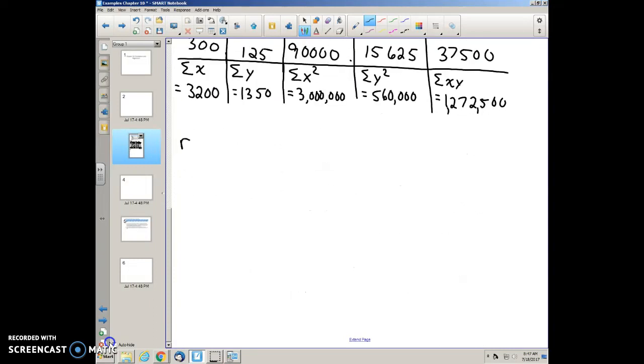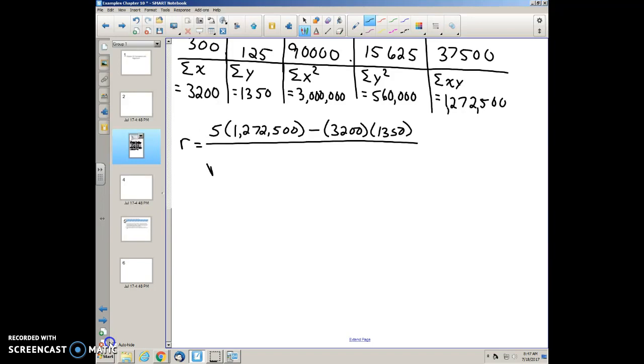Okay, now, the formula, r equals. It starts out with n, so that's 5. Then it says times the sum of xy, so that's the sum of our last column. Then minus. Then it says the sum of x, that's the first column, times the sum of y, that's the second column. So we're dealing with all of the sums of the columns.